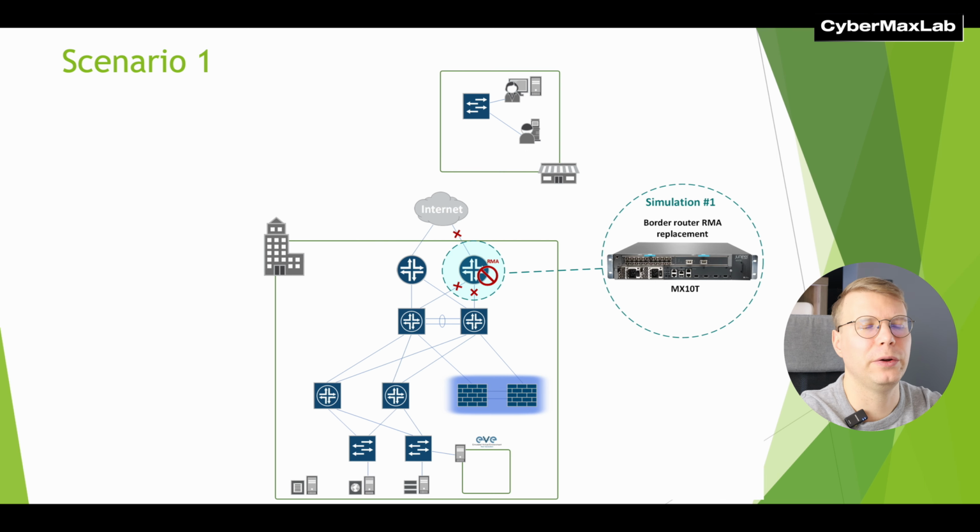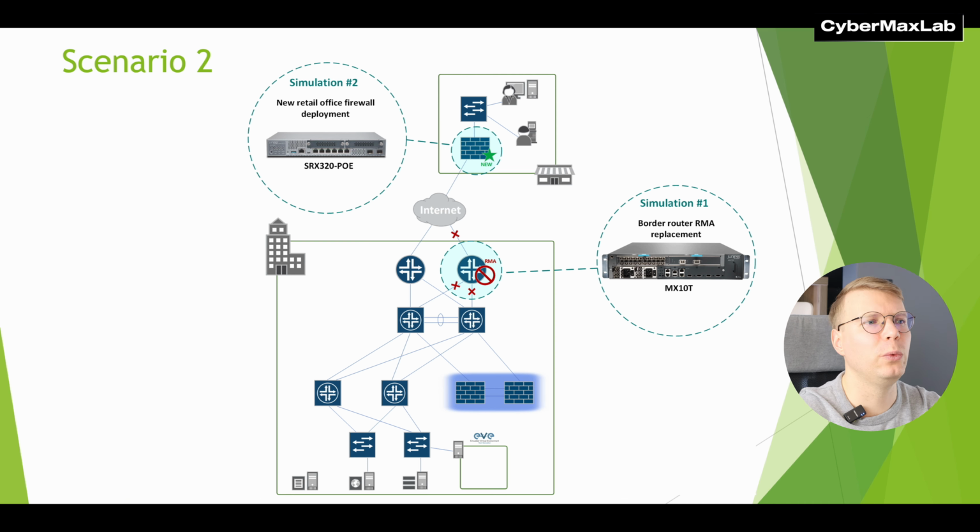The first scenario will be yesterday night, one of the border routers went down. So links went down, the power went down, the network traffic recovered because we have a secondary border router. However, the JTAC case was raised and the RMA device is already delivered on site, and the technician is currently mounting it and replacing the existing unit.